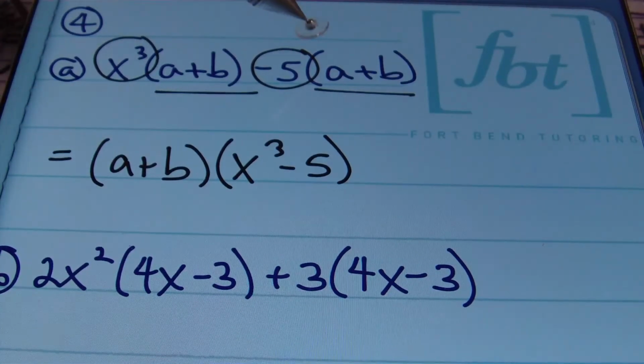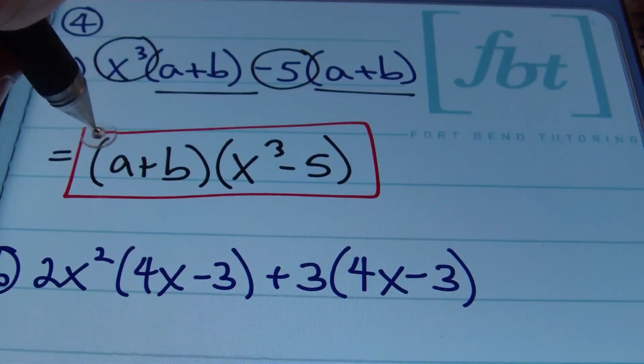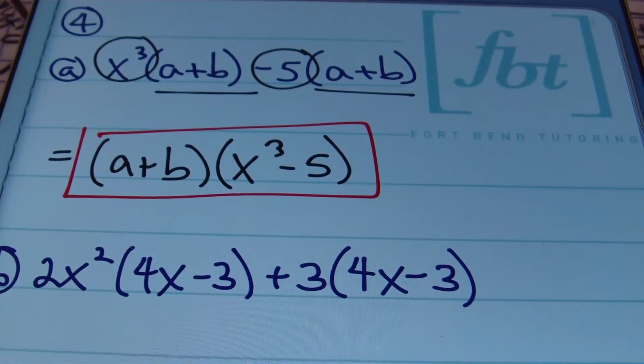Dividing away an a plus b from the second term simply left me with the negative 5 there. And that's the result. That's it. I can't do any more with that, so I'm going to box it up. All right? And that's the answer to 4A. All right, good stuff. That was a good problem.